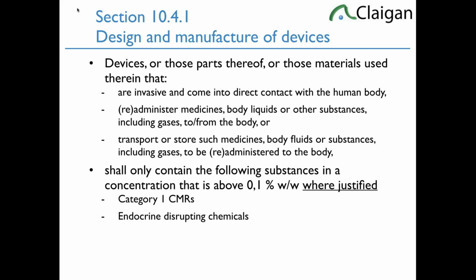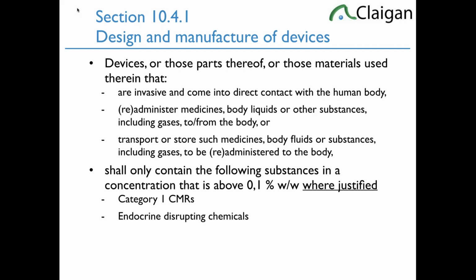If they contain one of the following substances to concentration above 0.1% by weight or 1,000 ppm, you only can contain it where justified. And this is category 1 CMRs. Category 1 is known to cause. 1A is known to cause in humans. 1B is known to cause in animals. Category 1 carcinogens, mutagens, and reproductive toxins, which we'll talk about, and endocrine-disrupting chemicals, EDCs. It does not include bioaccumulants.